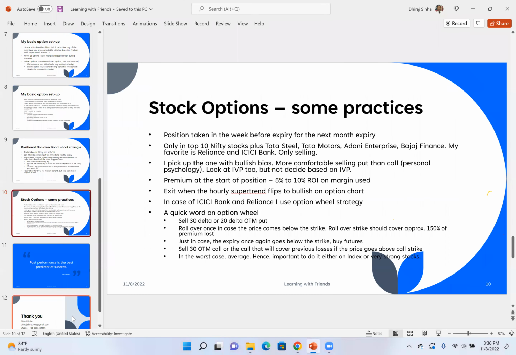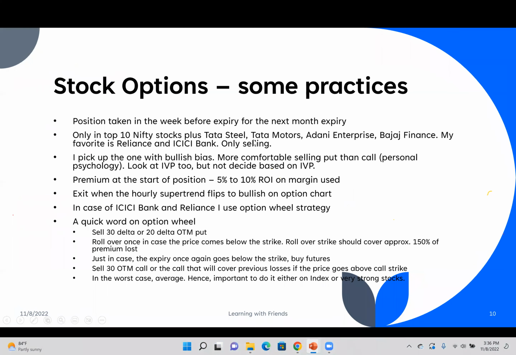Sorry, one last thing, if there is some time. On the stock option, right? I try to take position a week before current expiry for the next month expiry. Trade only in the very, very liquid Nifty stocks, right? I personally like bullish bias. I don't try to short.